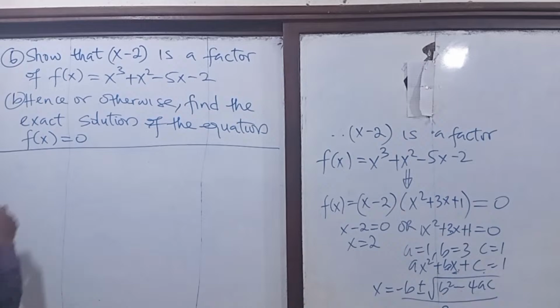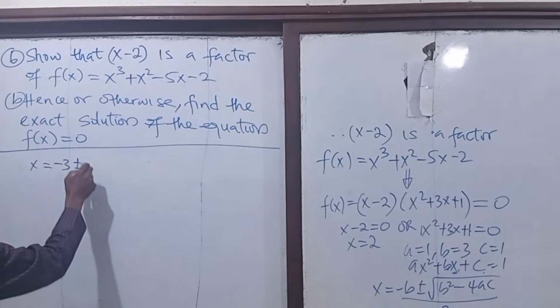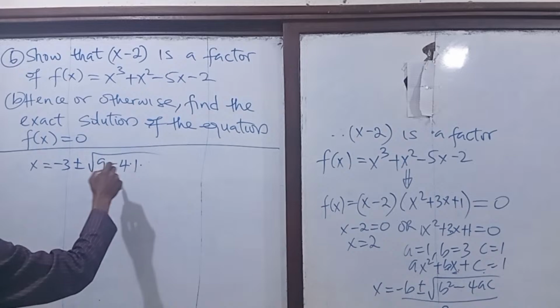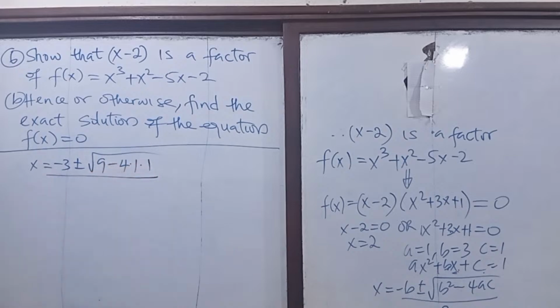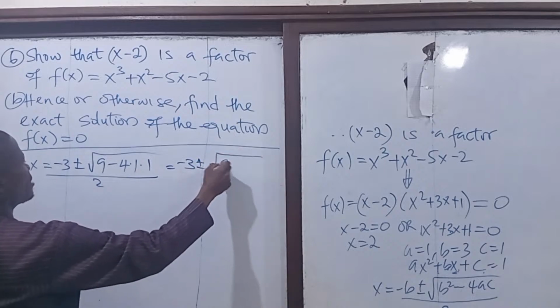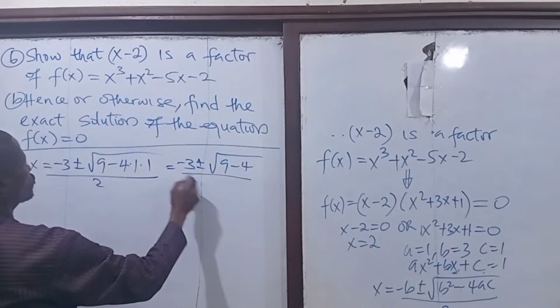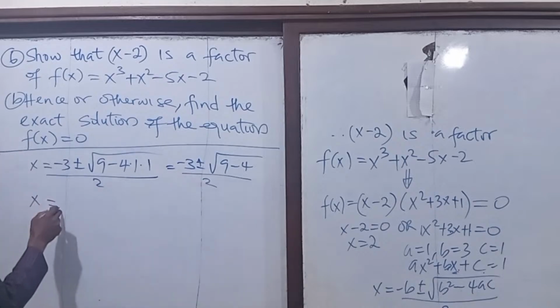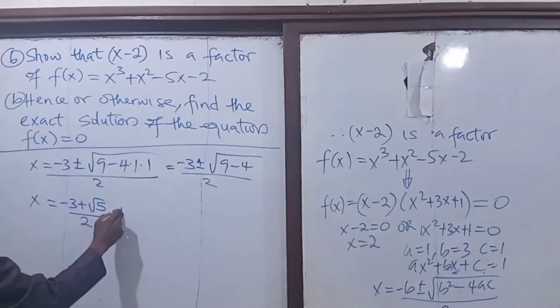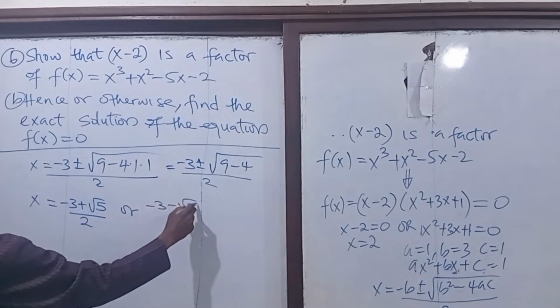So we have s equal to, b is 3. That's minus 3 plus or minus the square root of b squared, that's 9, minus 4 times a, that's 1, times c, which is also 1, all over 2a, which is 2. So we're having minus 3 plus or minus the square root of 9 minus 4, over 2. So s is equal to minus 3 plus root 5 over 2, or minus 3 minus root 5 over 2.